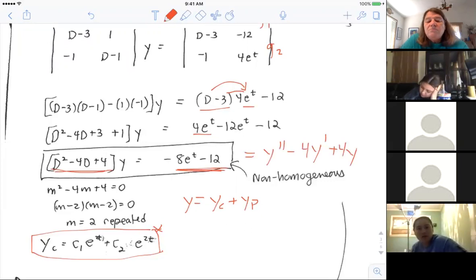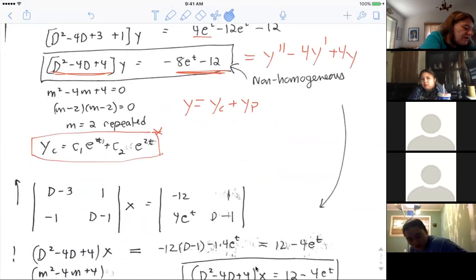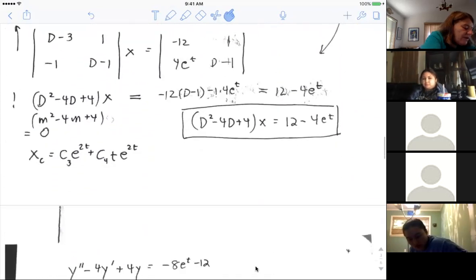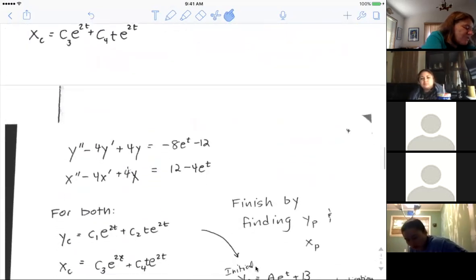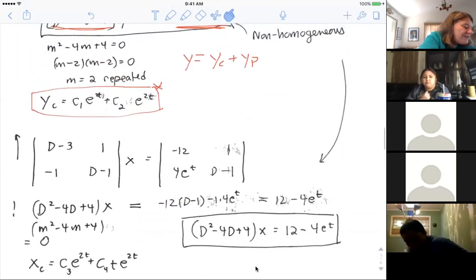Well, you can use, for instance, the method of undetermined coefficients. You can make a guess at what this ought to be, then you start plugging back into the equation and matching your coefficients. I did that down here, way down here somewhere. You could finish both of them by finding that yp the same way. Let me show you what x did.